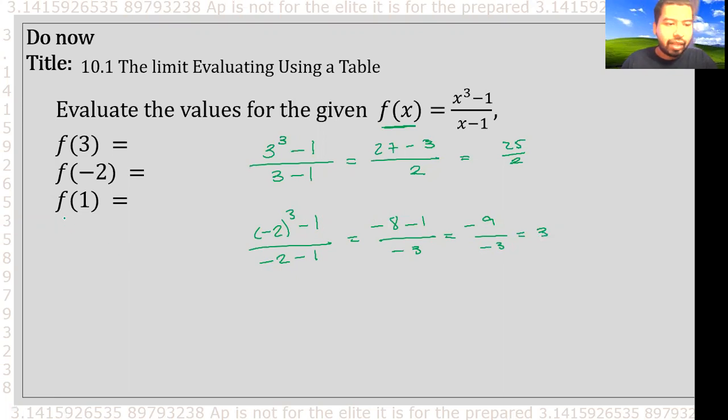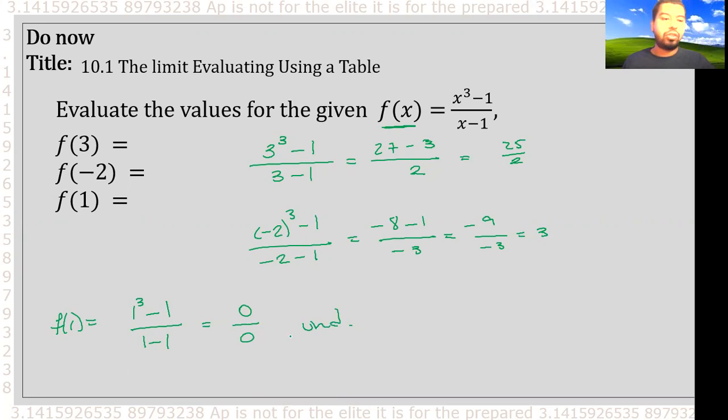And last but not least, we have the function evaluated at 1. f of 1 is equal to 1 cubed minus 1 over 1 minus 1. Hopefully you can see that we have 0 over 1 minus 1, which gives me division by 0. We cannot divide this. It is an indeterminate form, which we will learn how to simplify, but as of right now, we do not know what this is.